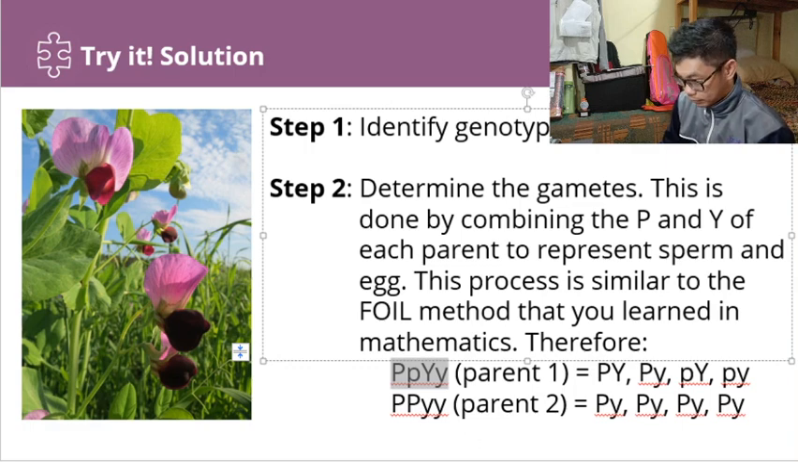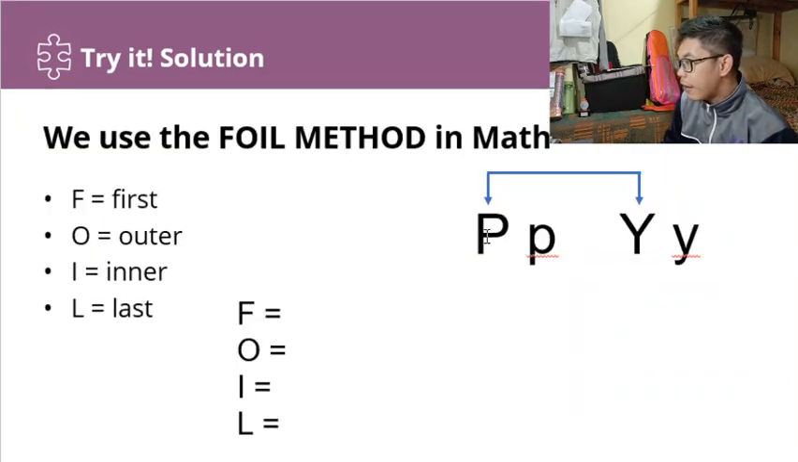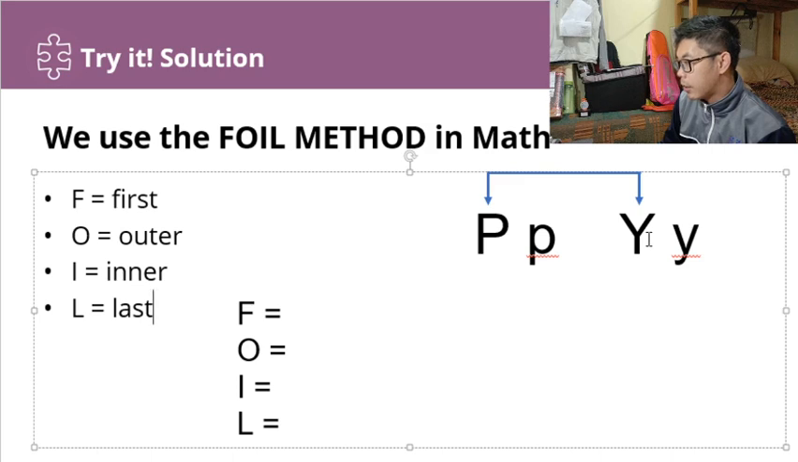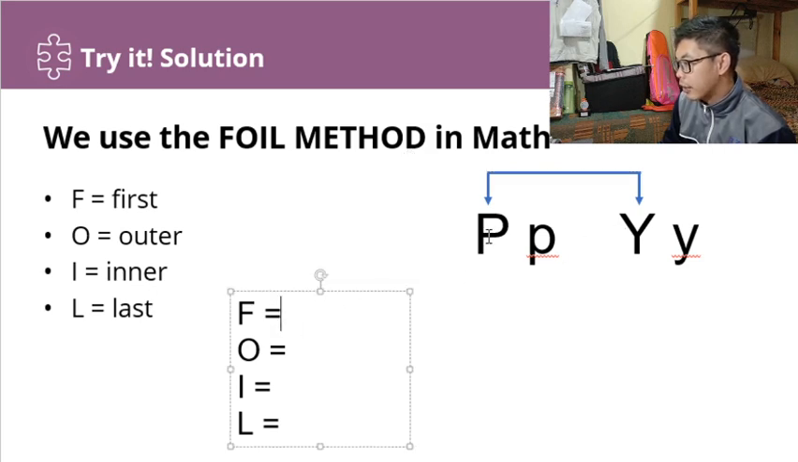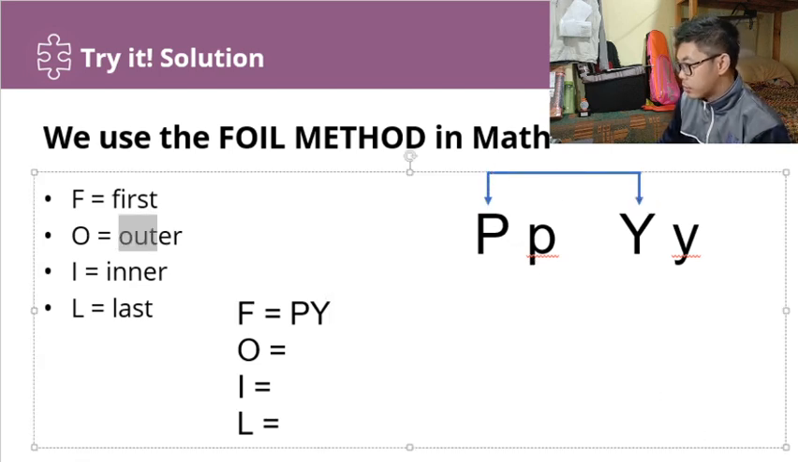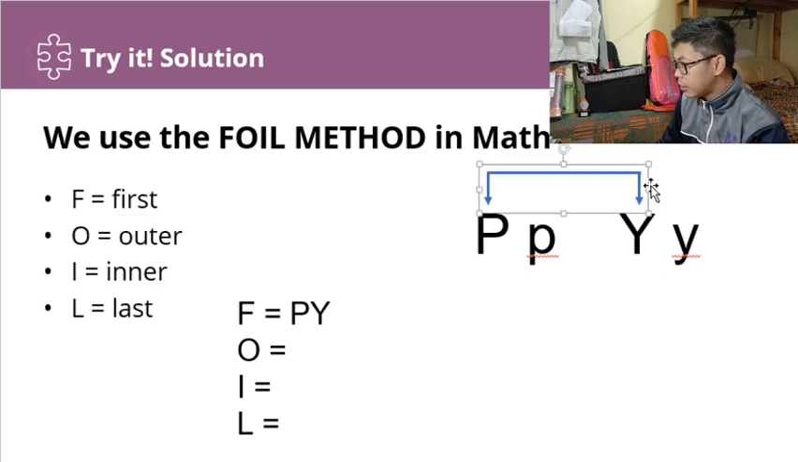So, ito na. So, we have this one. So, anong gagawin? First, sa first, yung first term dito at first term dito. So, we have here and here. So, we can say, if you're going to combine them, we have capital P and capital Y. Yung first, ito, first. Tapos, anong next? Sabi dito, outer. So, pag outer, extend ko lang ito. Ito yung outer.